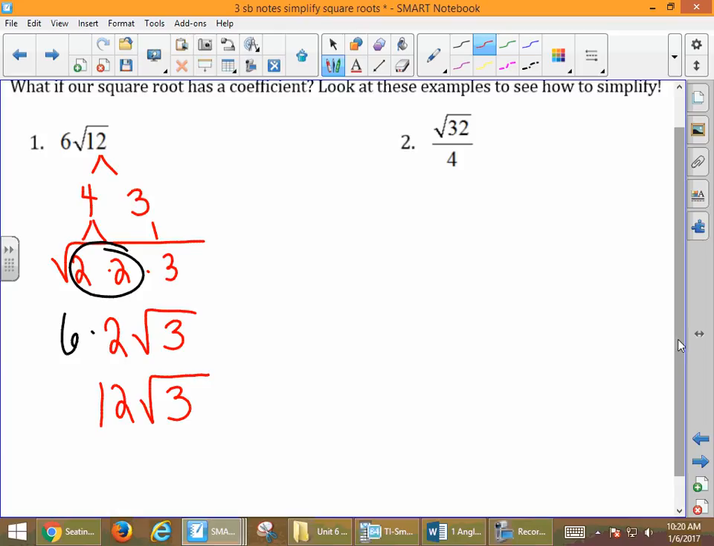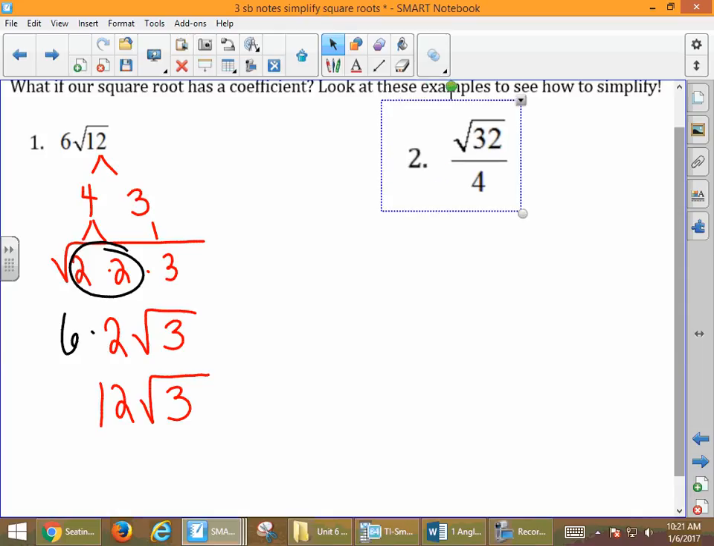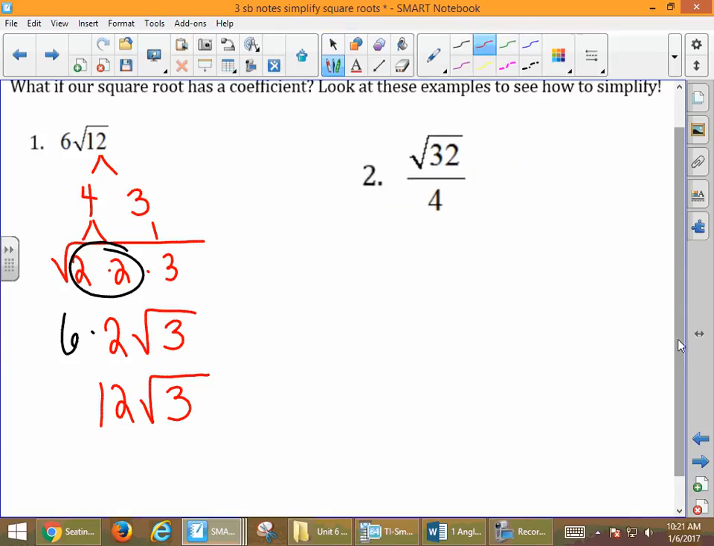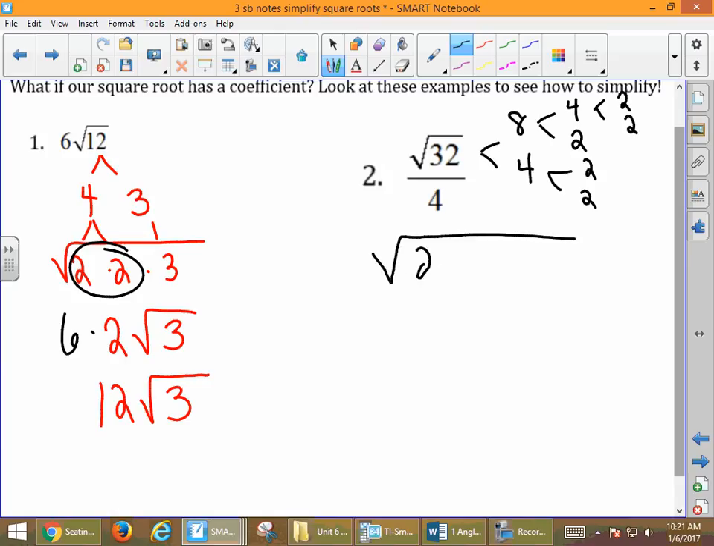Again, on something like problem number 2, it has a fraction in it, but just look and see. Can we simplify anything? Well, we can simplify the 32. It's 8 times 4. If you chose to do 16 times 2, there's nothing wrong with that. 8 is 4 times 2, which is 2 and 2. 4 is 2 times 2. So really what we have for 32 is 2 times 2 times 2 times 2 times 2.